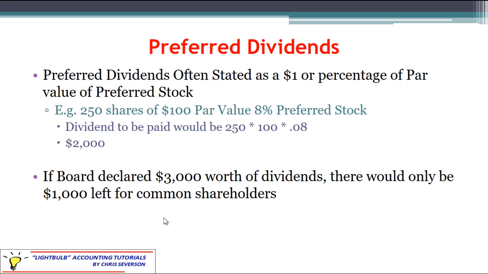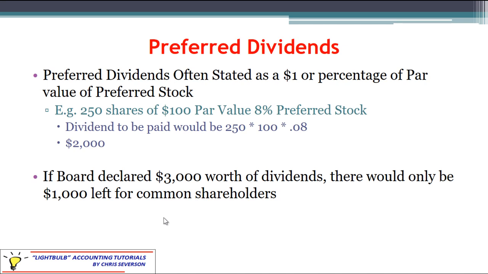So let's take a look at preferred dividends. Preferred dividends often are stated as either a dollar amount. Common stock, a lot of times you see a dividend recorded as a dollar amount. Preferred stock could either be a dollar amount or a percentage of the par value of that preferred stock. So let's take a look at this example. We have 250 shares of $100 par value, 8% preferred stock. So what that means is every share of stock is going to be paid 8% of the $100 par value, or they get $8 per share.